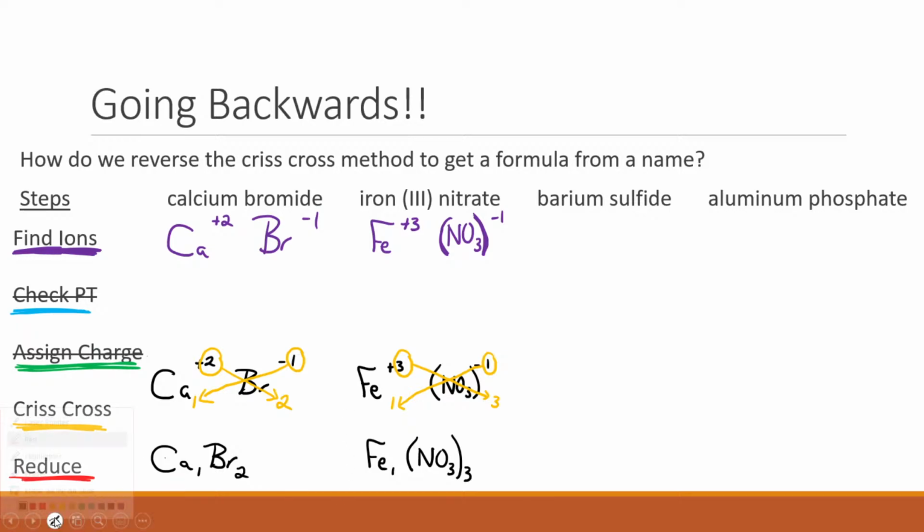My last step is to reduce the numbers I crisscrossed. Is there any way to reduce a 1 and a 3? No. Right? 1 and 3 can't be simplified any further, and so my final answer looks exactly like this. Again, these 1s are optional. You don't always need to include 1s. It's the only thing you don't have to write.